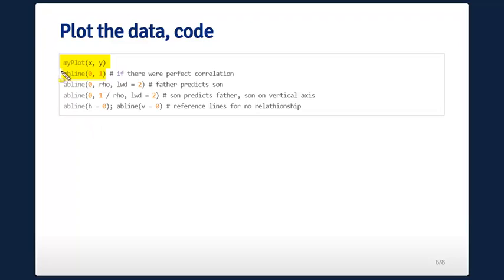Okay, so this is the identity line. If there were a perfect correlation, that would be the line that you would get. Here's the line where the father predicts the son, right? Because we have son on the vertical axis and father on the horizontal axis, and then the son predicts the father, right? And then we have to do 1 over rho to account for the fact that the son, which is the predictor, is plotted on the vertical axis, okay? And then h equals 0 and v equals 0 tell it to draw a reference line for no relationship.